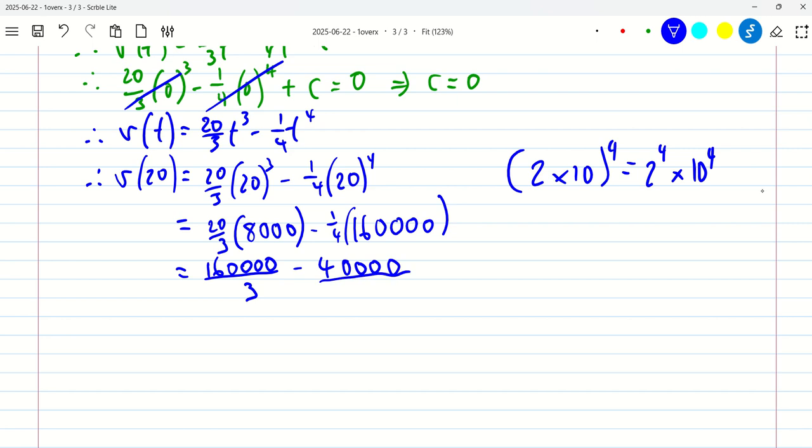I'm going to put that over 3, so I'm going to make that 12. And so then that's equal to 16 with 4 zeros minus 12 with 4 zeros over 3. So that's equal to 4 with 4 zeros over 3. Is that right? And I might leave my answer as that because that is exact.